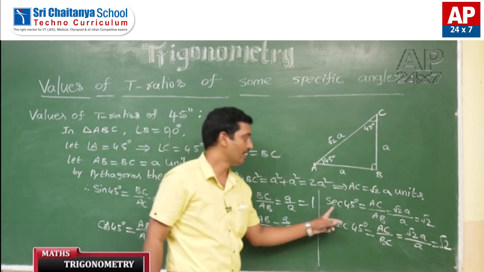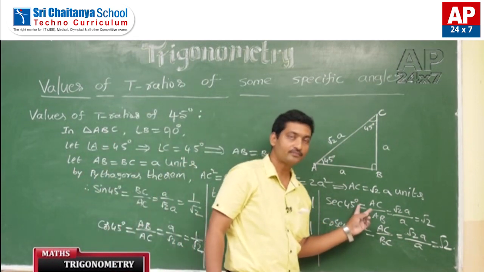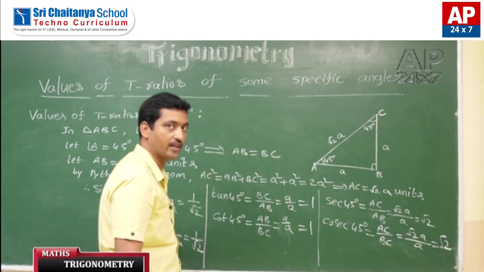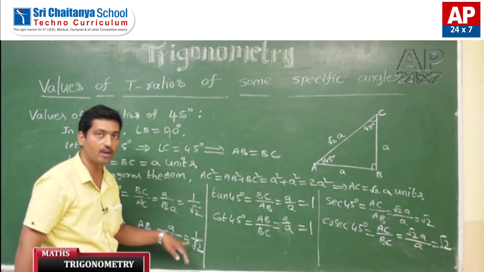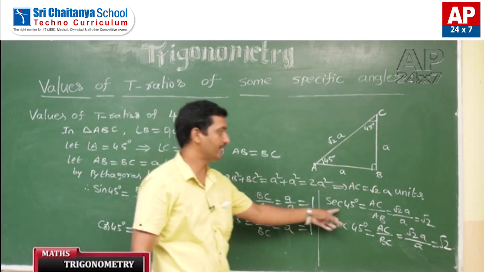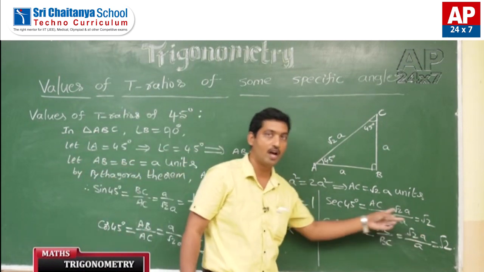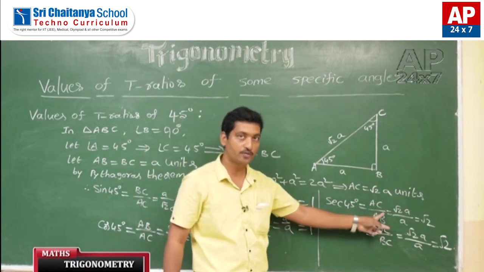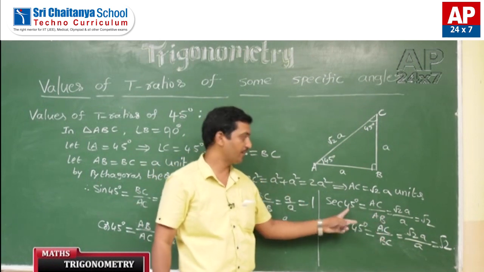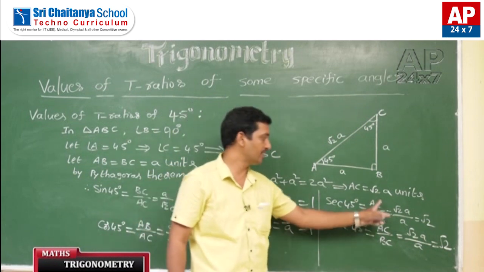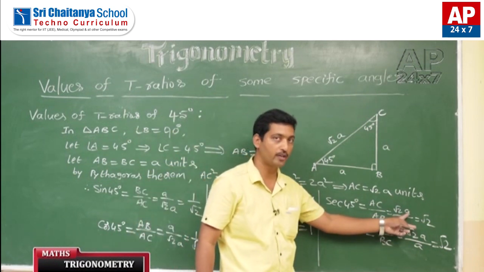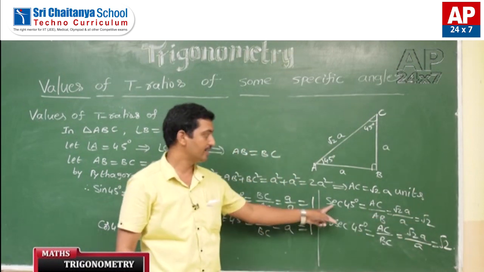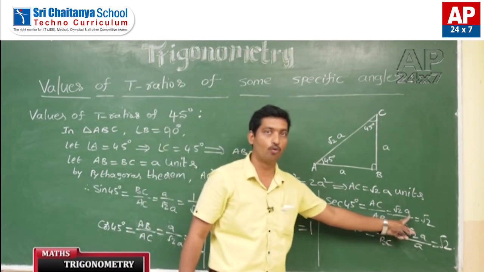Now, come to secant 45 degrees. Secant 45 is nothing but 1 by cos 45, the reciprocal of cos 45. Cos 45 value we already got as 1 by root 2. Therefore, secant 45 is equal to root 2. Otherwise, from the diagram, secant 45 degrees is equal to hypotenuse by the adjacent side to 45 degrees. Therefore, AC by AB, which is equal to root 2 A by A, cancel, root 2 is remaining. Therefore, secant 45 degrees is equal to root 2.